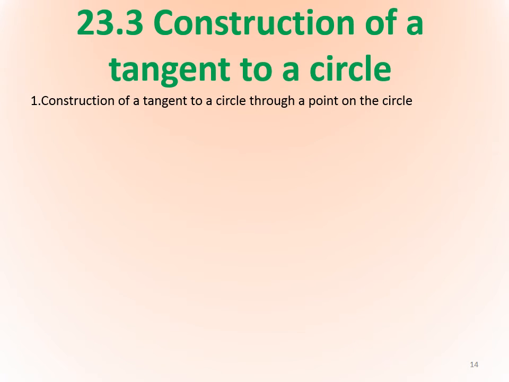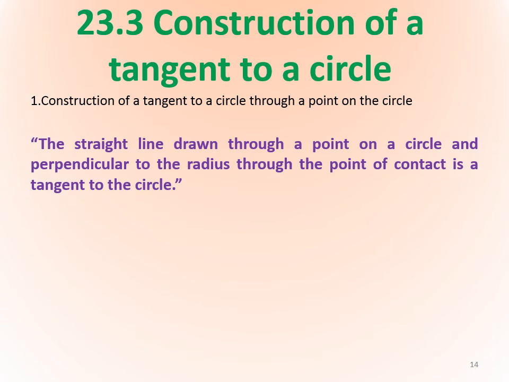First, we discuss construction of a tangent to a circle through a point on the circle. Our theorem is: the straight line drawn through a point on a circle and perpendicular to the radius through the point of contact is a tangent to the circle. Then draw a circle. The center is O and X is a point on it. Then draw the line OX and produce it.